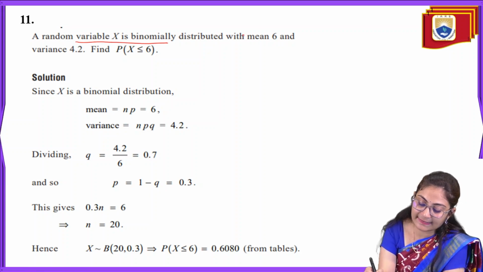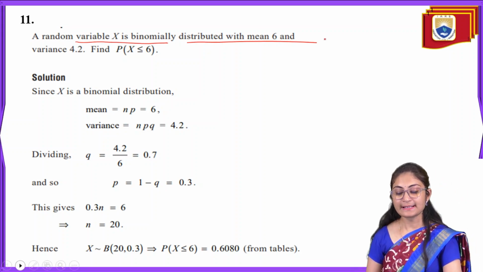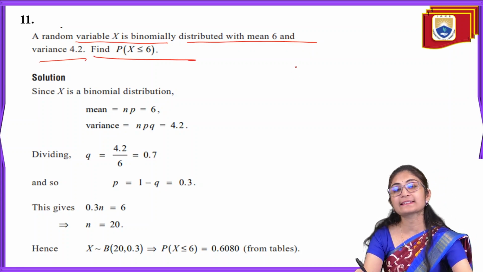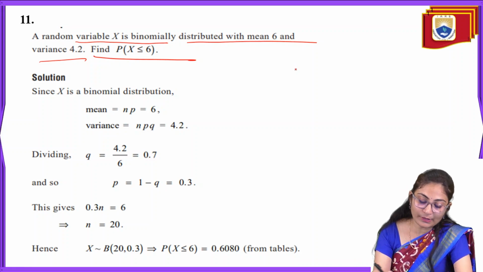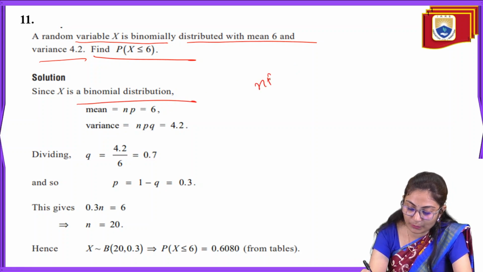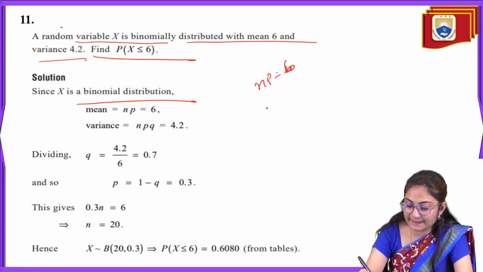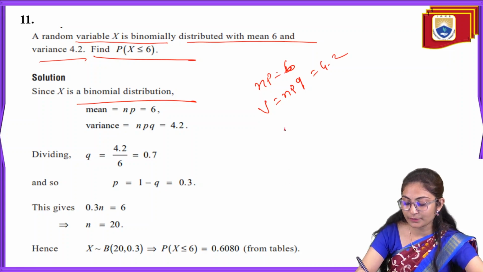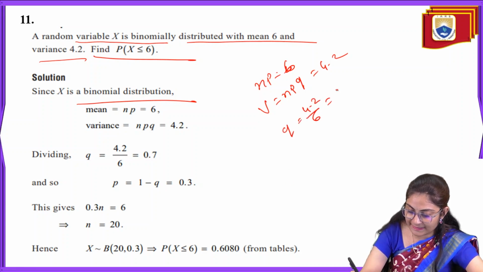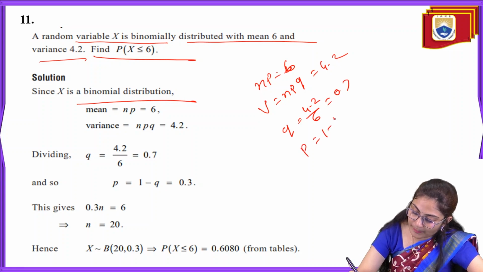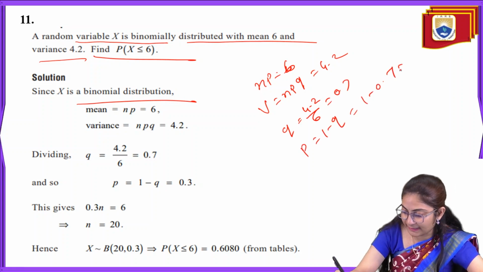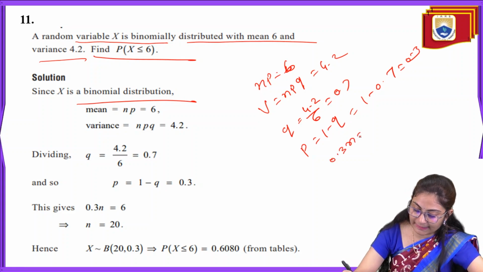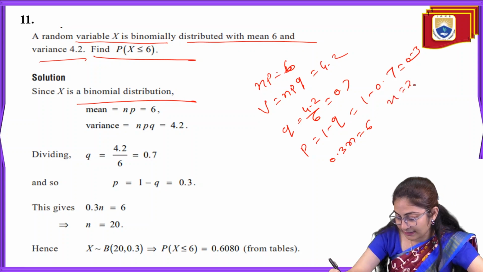Then random variable X is binomially distributed with mean 6 and variance 4.2. Now you have to find P(X ≤ 6). So here, binomial distribution: mean np is equal to 6 and variance npq is equal to 4.2. Dividing, q is equal to 4.2 divided by 6, that is 0.7, and p is equal to 1 minus q, that is 1 minus 0.7, that will be 0.3. So here 0.3n is equal to 6, and the n value we will get is 20.